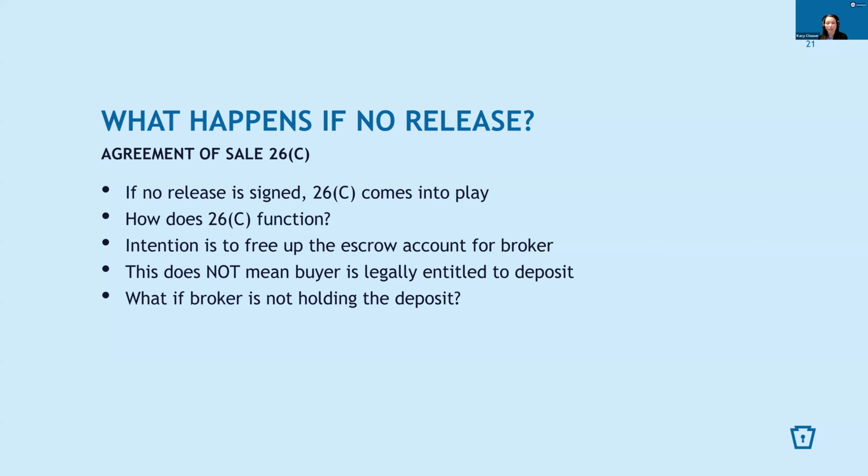The other issue that we see is that neither broker is holding the deposit, and rather they have a title company holding it. Title companies are not required to abide by 26C. Title companies are not held to the commission regulations, and that is what requires the brokers to abide by 26C. If your buyer's deposit is going to be held by a title company, you need to make sure they're fully understanding the ramifications of such.